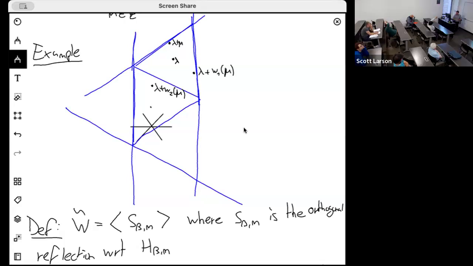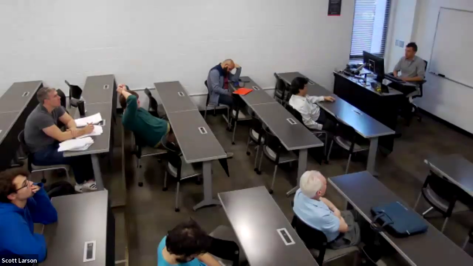I have a question. Yeah. Scott. So are you assuming the existence of regular weights, like are you assuming that the prime is larger than the Coxeter number in this setup?